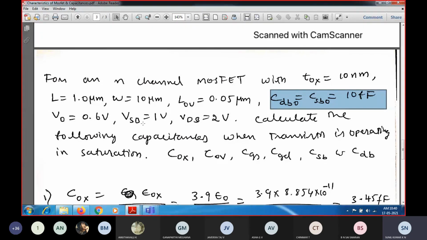So you are asked to calculate the following capacitances when the device is operating in the saturation region. So we need to find out the capacitances. Calculate the following capacitances.